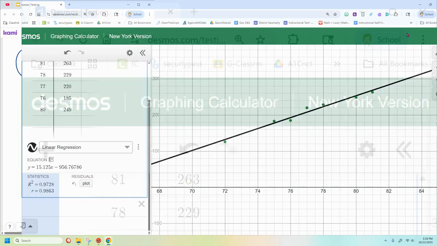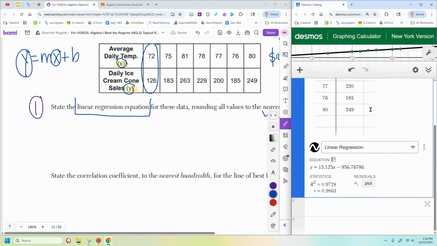Let me go back to this. Okay, so you can choose to write down exactly what your calculator says first, and sometimes that's what I do because I don't want to mess up doing too many things at once. So I'm going to write y equals 15.125. Don't forget the x. Subtract 956.7676. All right, and now I'm going to do my rounding.